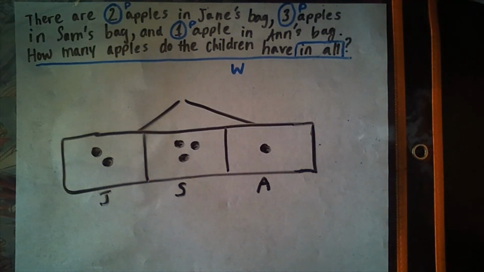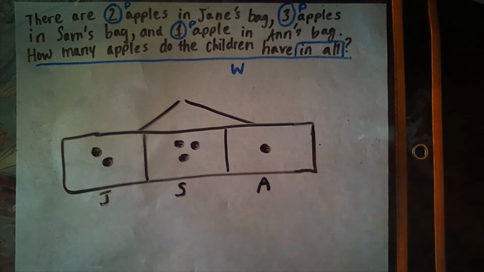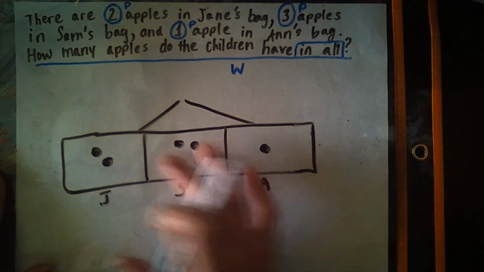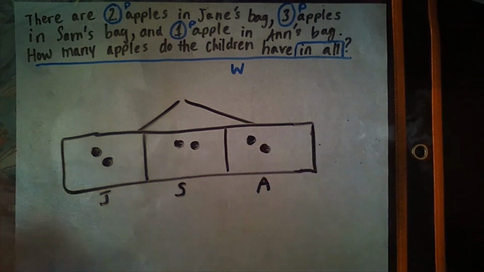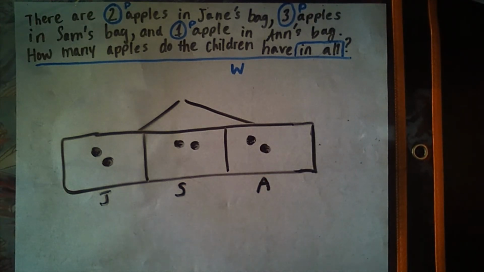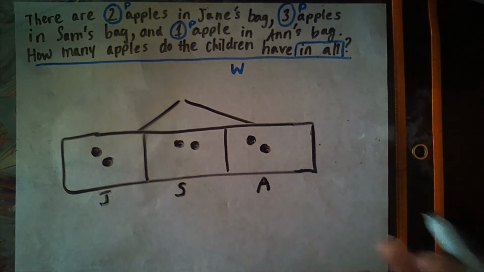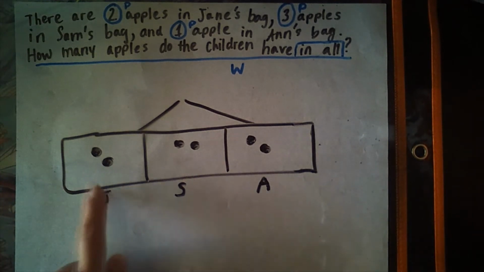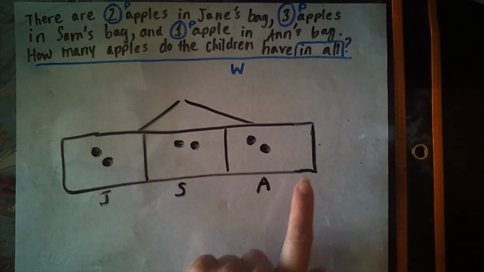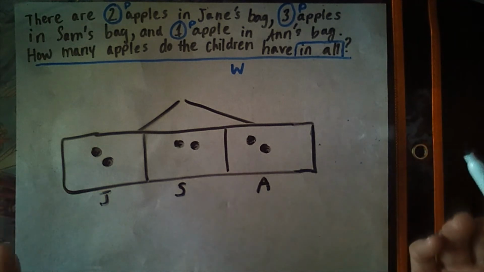How would this model be different if they were equal groups of 2 in each bag? Let's show the change. So if it's going to be 2 equal groups in each bag, I would move one from Sam's bag into Anne's bag. There are still 3 groups because we still have Jane's bag, Sam's bag, and Anne's bag. But now they are all equal, or they all have the same amount of apples. You've noticed that the boxes represent our groups, and our dots inside represent the number or amount in each group.